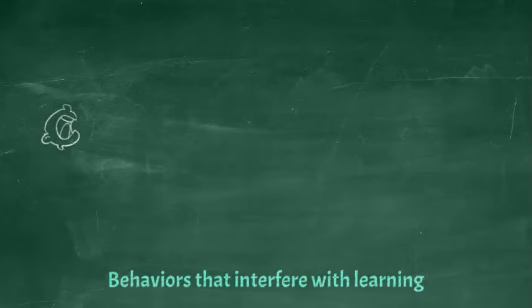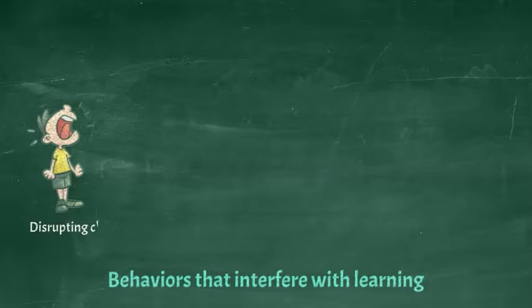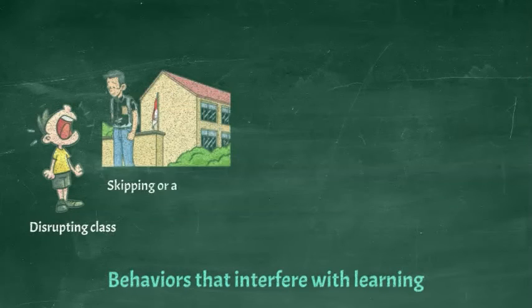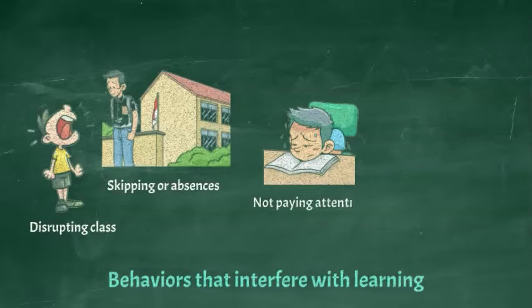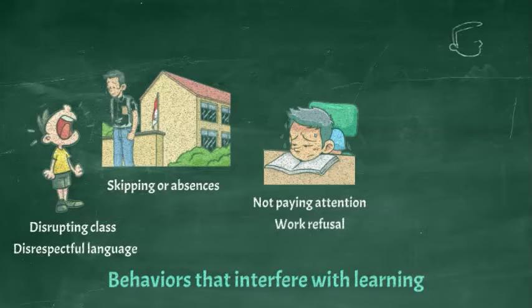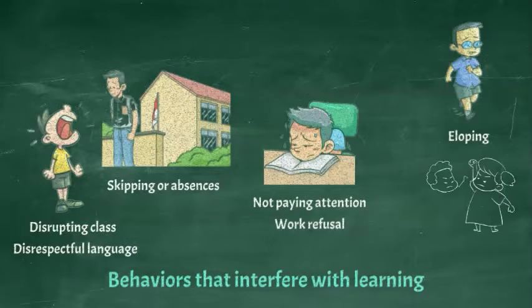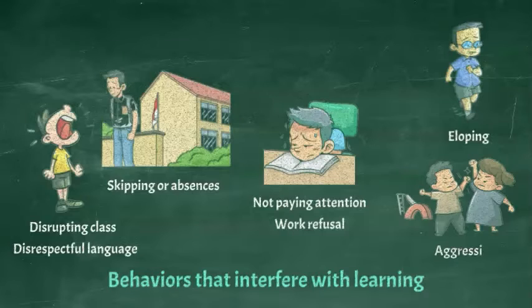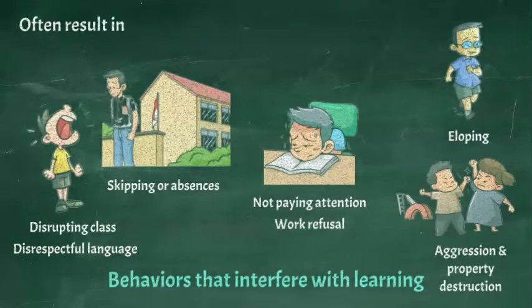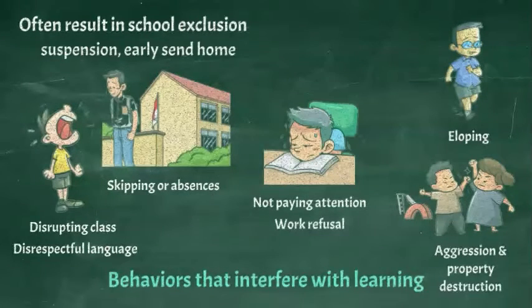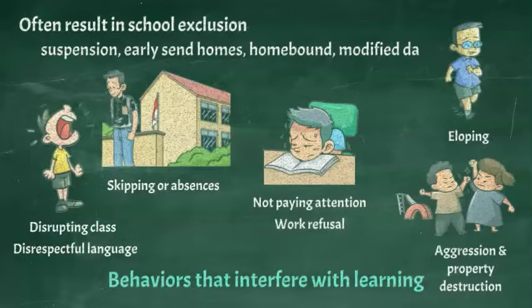Behaviors that interfere with learning might include disrupting class, skipping a particular class or chronic absences from school, not paying attention, work refusal, disrespectful language, running out of class or the school building, also known as eloping, or even more challenging behaviors like aggression and property destruction. These are behaviors that often result in exclusion from school through in and out of school suspension, early send homes, or restrictive IEP placements like homebound and modified day, but they do not have to result in school exclusion in order to be behaviors that interfere with learning.